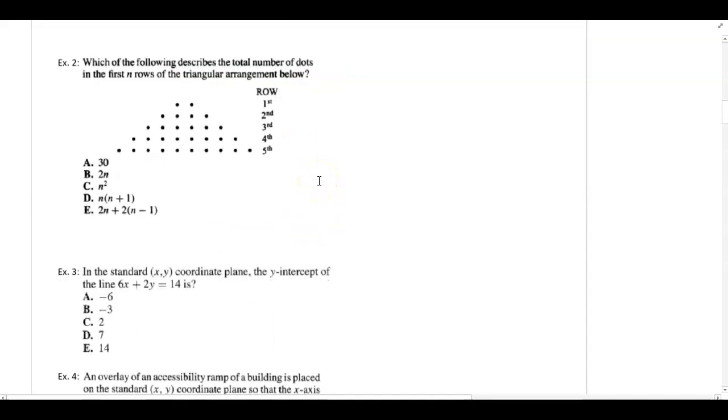The next one, which of the following describes the total number of dots in the first n rows of the triangular arrangement below? Now, if you remember, MVP hit this stuff hard. Make a table, right? So in row 1, how many dots did I have? 2. So this is my row. This is my number of dots. In my second row, I had 4. In my third row, I had 6. Fourth row, I had 8. And fifth row, I had 10.